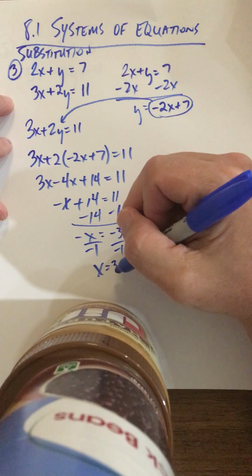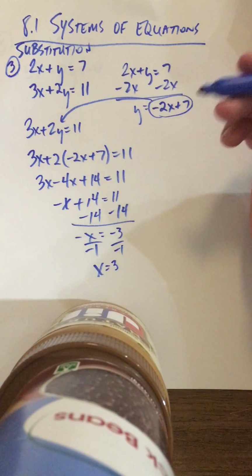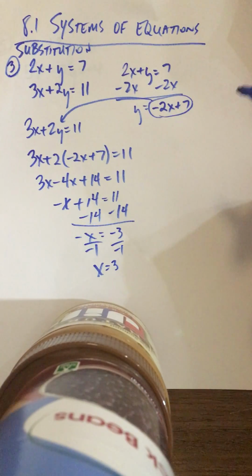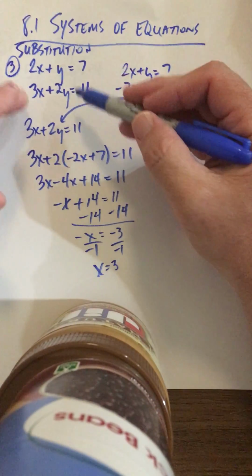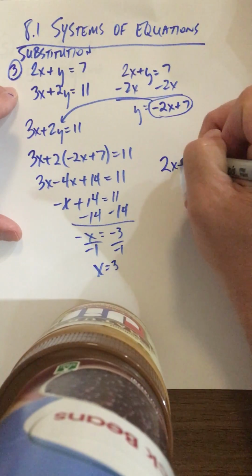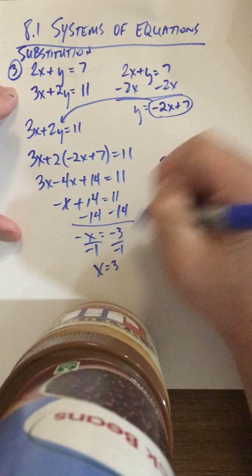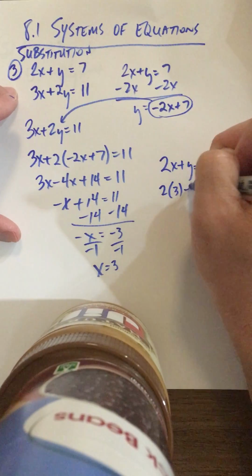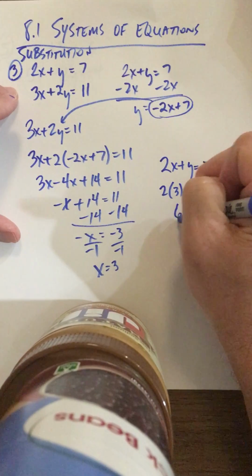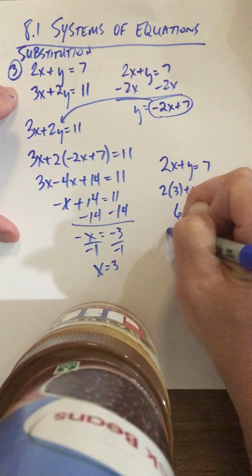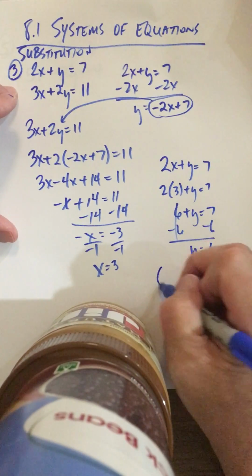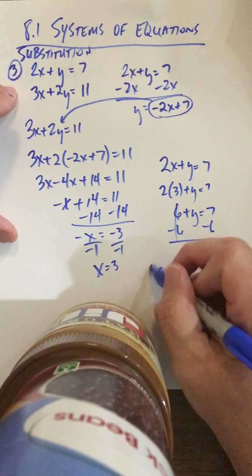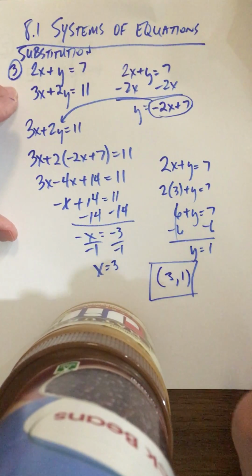Once you find one of the variables, your last step, you've got to find the x and the y unless they ask differently. You've got to plug this into either equation to find the y. It looks pretty easy to take that first equation and plug that in for the x. 2 times 3 plus y equals 7. That's 6 plus y equals 7. Subtract the 6, and y is equal to 1. You should write your answer as a point. X always goes first.